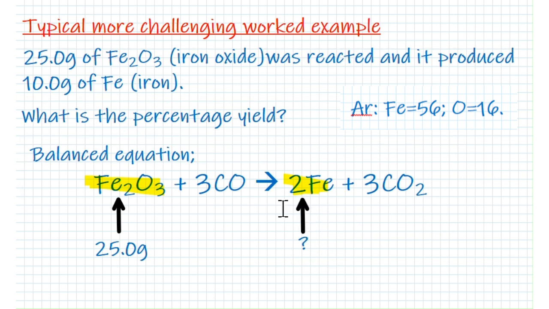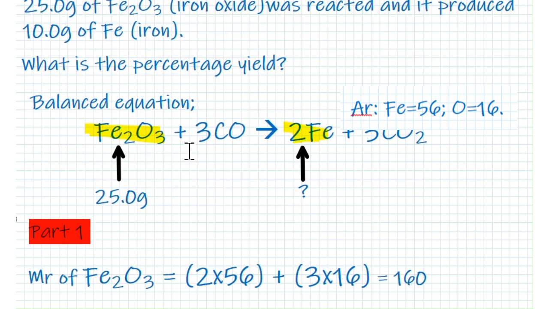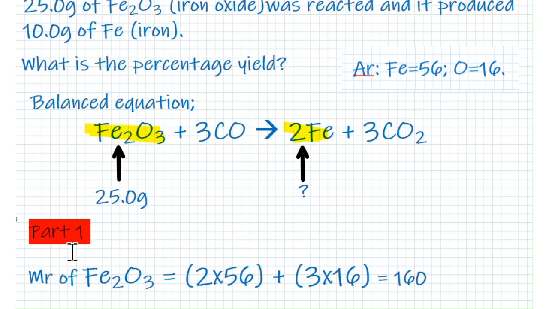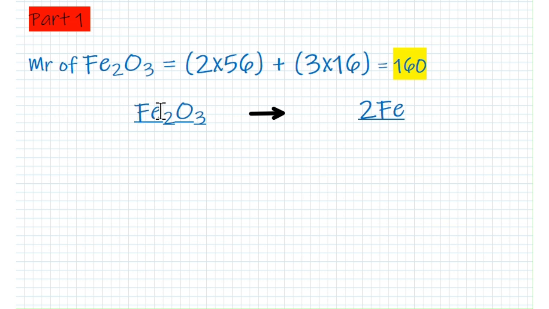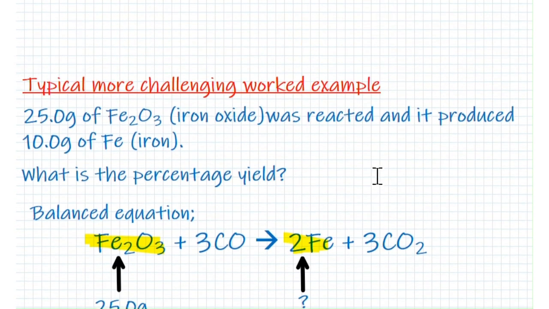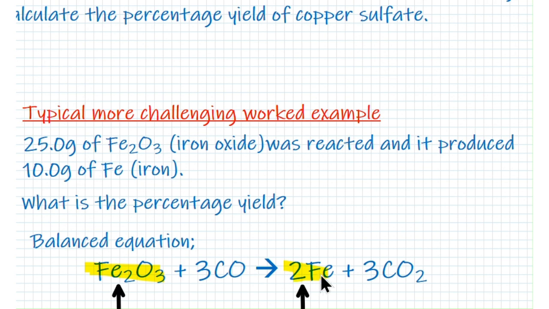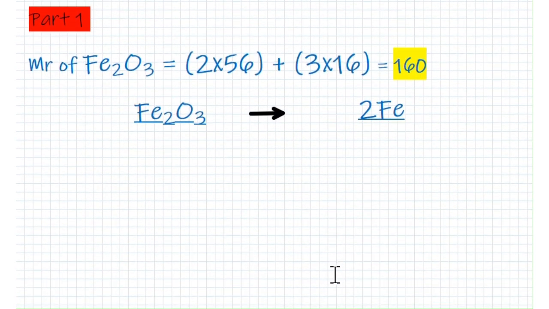So part 1 is going to get us to work out the theoretical mass using moles and our table method. The Mr, the formula mass of iron oxide, is 2 times 56 plus 3 times 16. That's 2 irons and 3 oxygens. That comes to 160. So if you've seen my video on reacting masses, you'll know that we use this table method for working out reacting masses, because that is what we're doing today here.